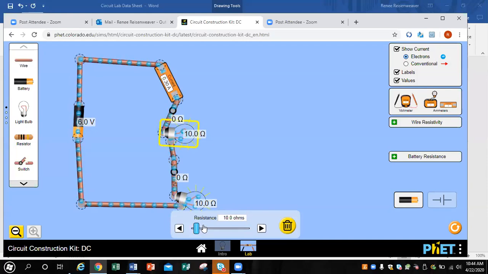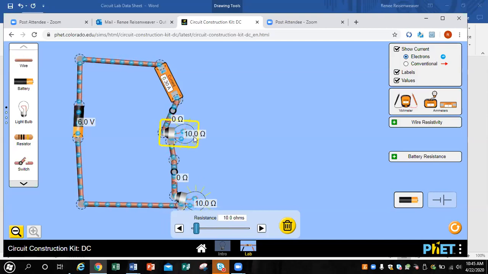If I increase my resistance, notice the electrons go slower and slower because it's harder to get through those. The brightness of the bulb gets less and less. So next week, we're going to talk more about the relationship between voltage, current, and resistance, and why there is exactly 0.3 amps coming through there. So if I put that back up to the 10 that it was, we get back to the numbers that we had.